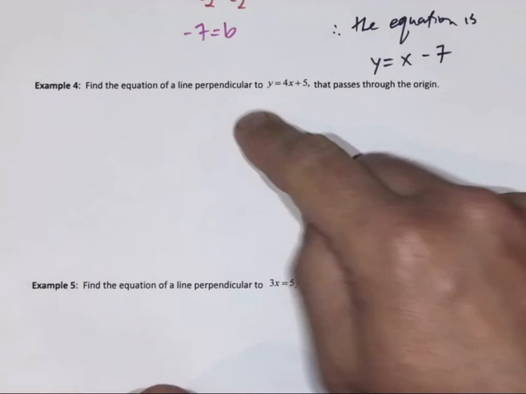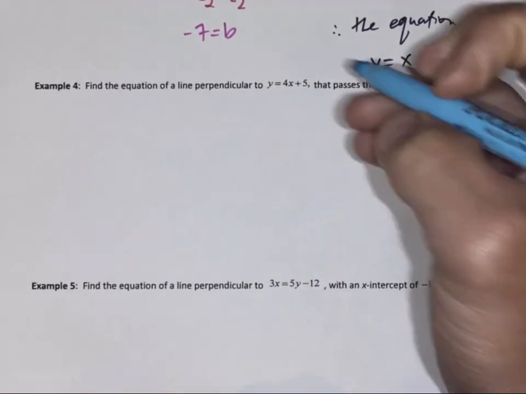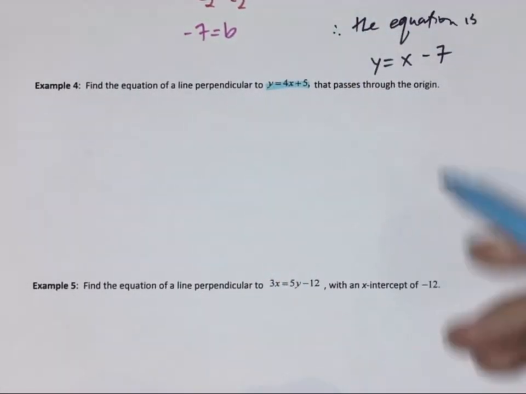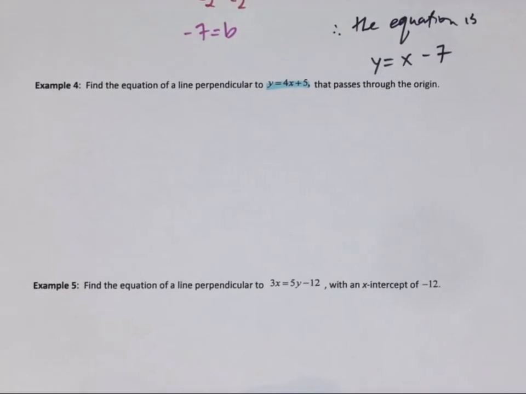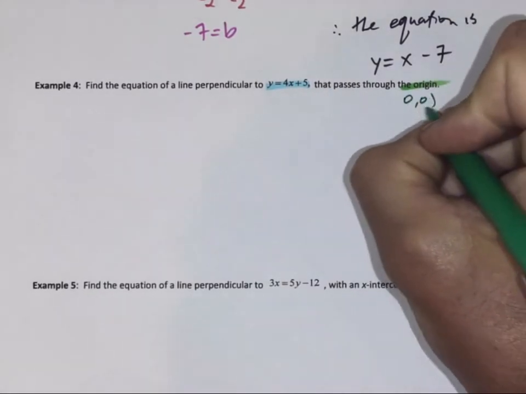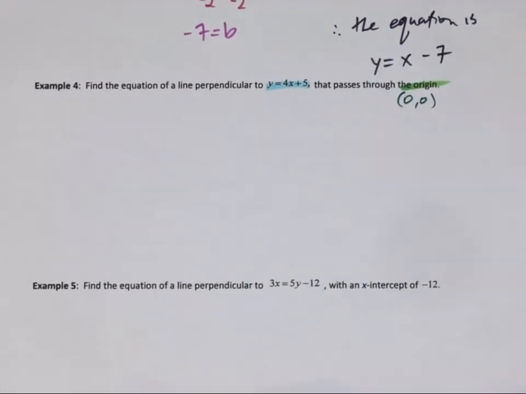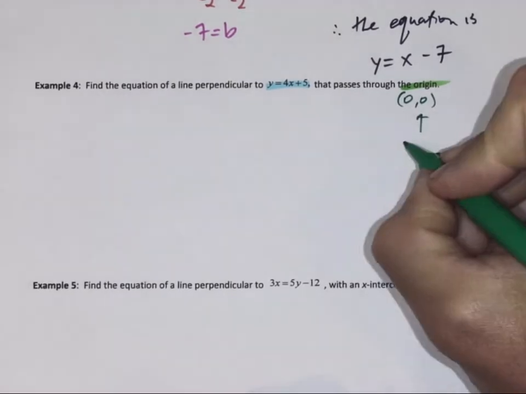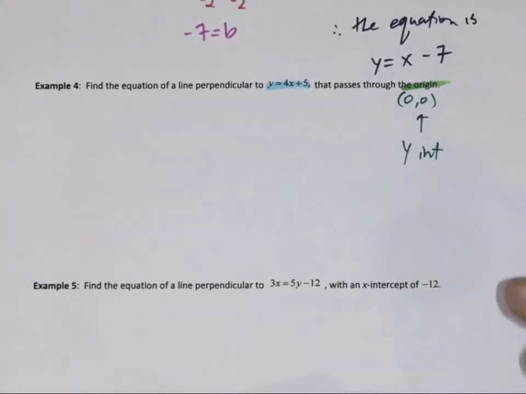Equation that is perpendicular to that line passes through the origin. Remember, the origin is just the point 0, 0. Which also tells us, hey, that's cool. The y-intercept is 0.